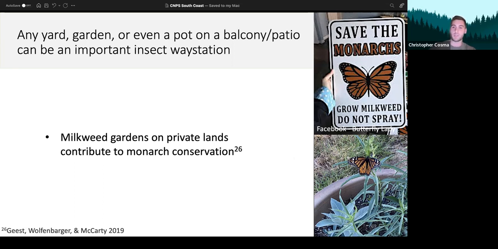Any small amount of space can be an important insect waystation, an important piece in the mosaic of a healthy ecosystem here. There have been studies showing that milkweed gardens on private lands, in people's yards and gardens, can contribute effectively to monarch conservation.